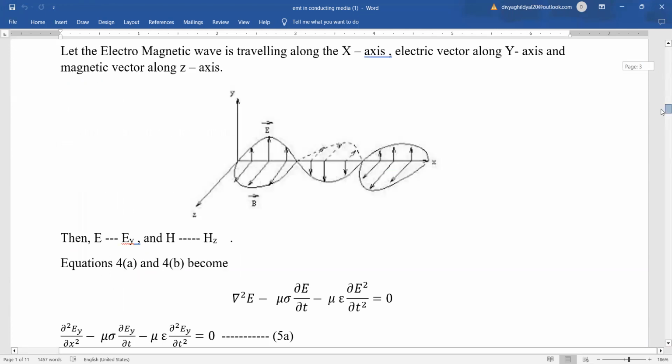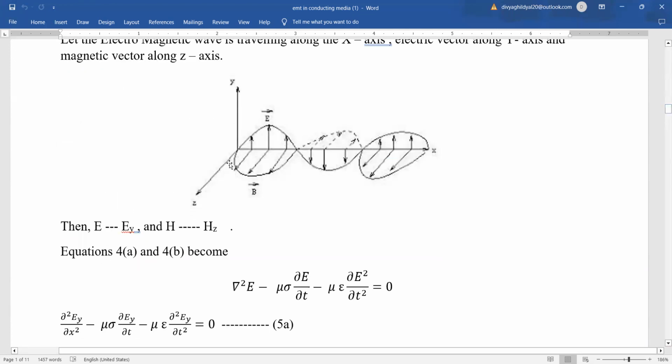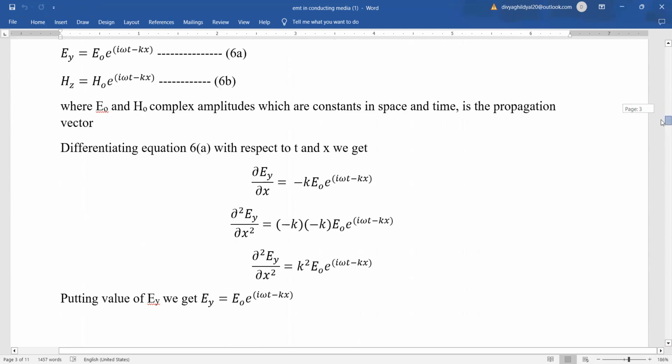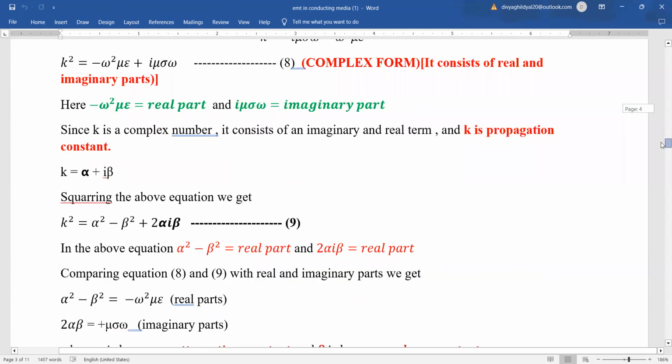Also, lastly, the propagation of this electromagnetic wave in a conducting media has a propagation constant vector which is complex in nature. That means it consists of a real part and an imaginary part.